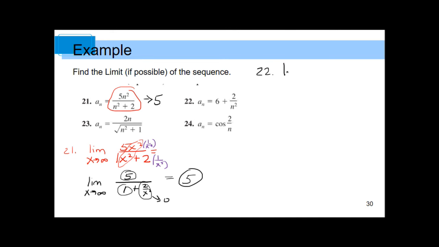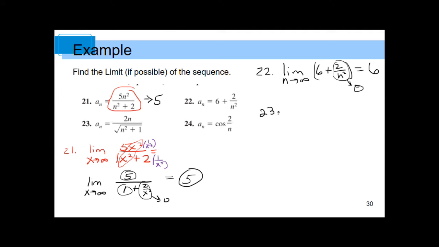All right, so number 22, we're taking the limit as, I'm just going to write it as a sequence, the limit as n goes to infinity of 6 plus 2 over n squared, because I know I can apply the same rules I do when I have x going to infinity. So this term is going to go to 0. 2 divided by infinity goes to 0, gets very, very tiny. So this is going to be 6 plus 0, or 6.